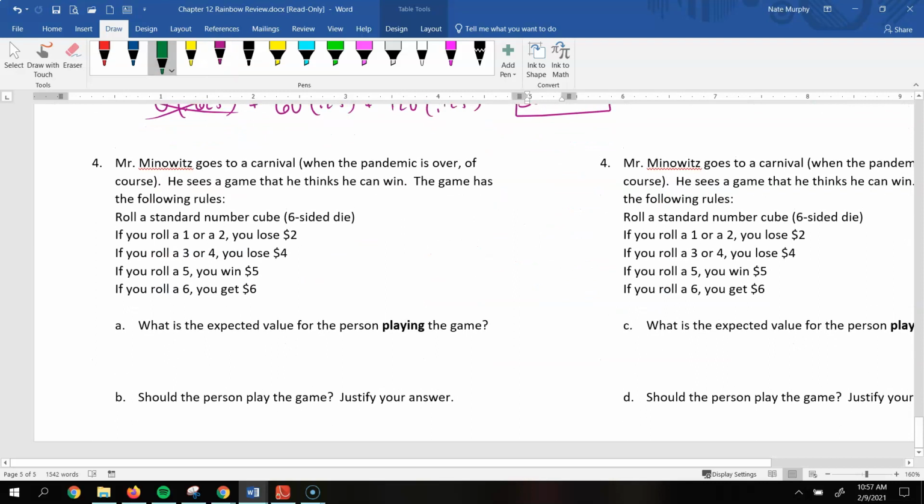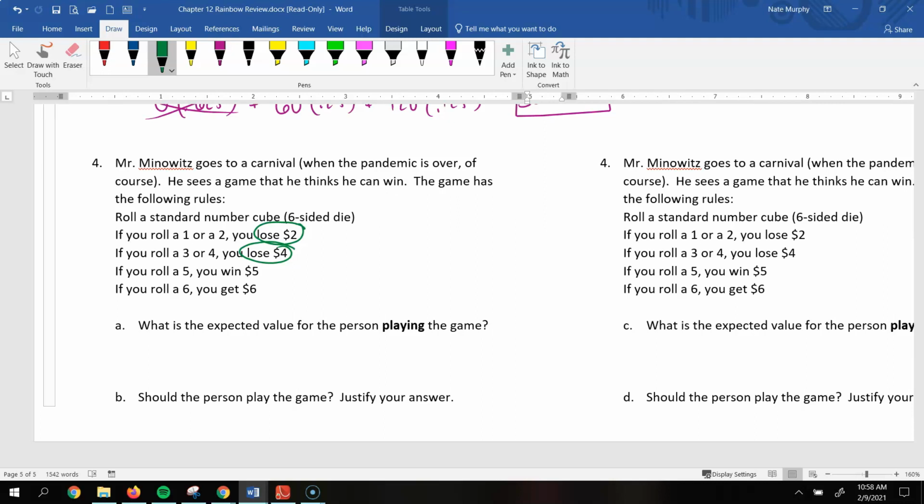All right, lastly, let's look at number 4 here. It says, Mr. Minowitz goes to a carnival, when the pandemic is over, of course. He sees a game that he thinks he can win. The game has the following rules. You're going to roll a standard number cube, so a 6-sided die. If you roll a 1 or 2, you'll lose $2. If you roll a 3 or 4, you'll lose $4. If you roll a 5, you win $5, and if you roll a 6, you win $6.